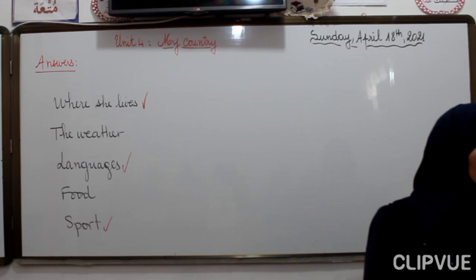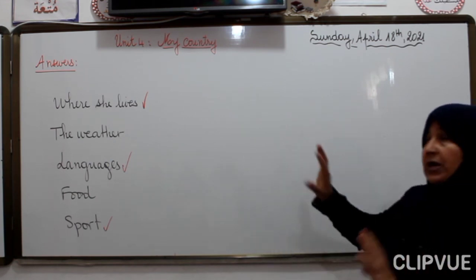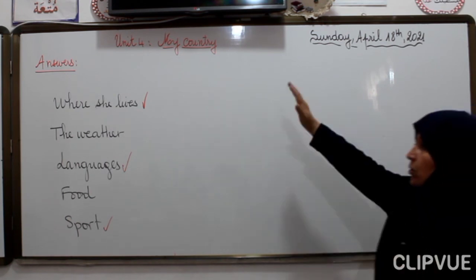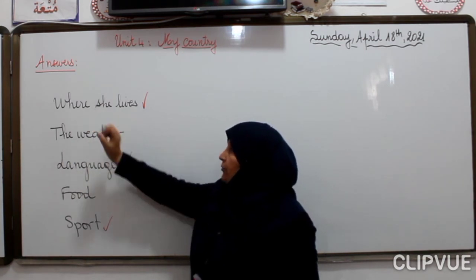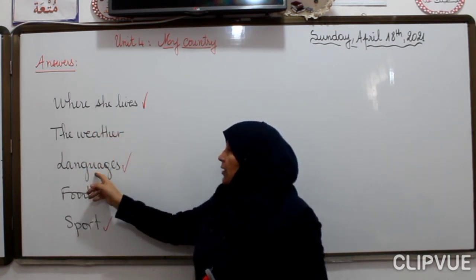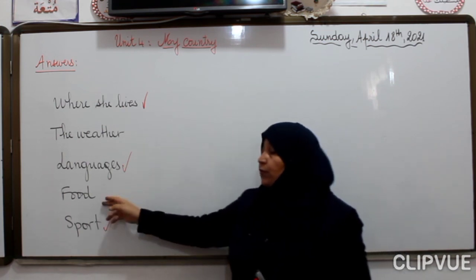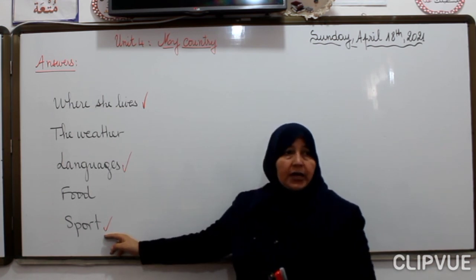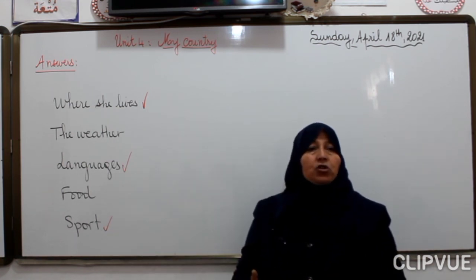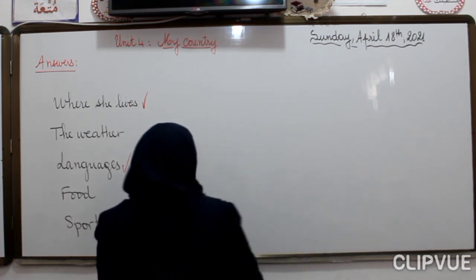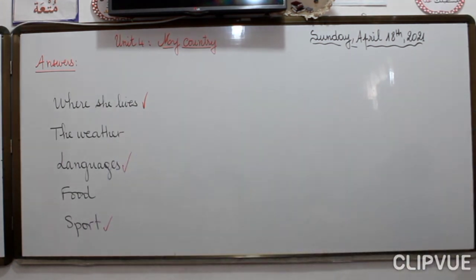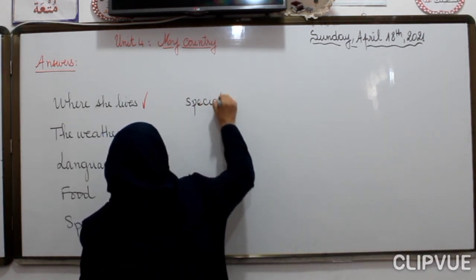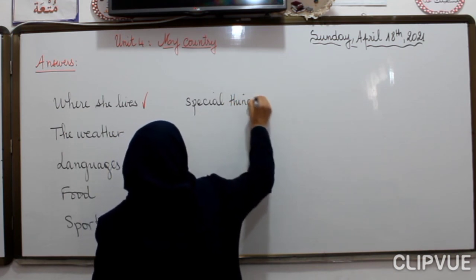Okay, you write on your copybooks. You are going to write some ideas. Okay, and you add. Okay, the ideas are already on the board. You talk about where you live, the weather in your country, the languages, official languages, the food, what's typical food in your country. You talk about sport, and in your country, what is the most popular sport? And you speak or you write about special thing about you. Okay?